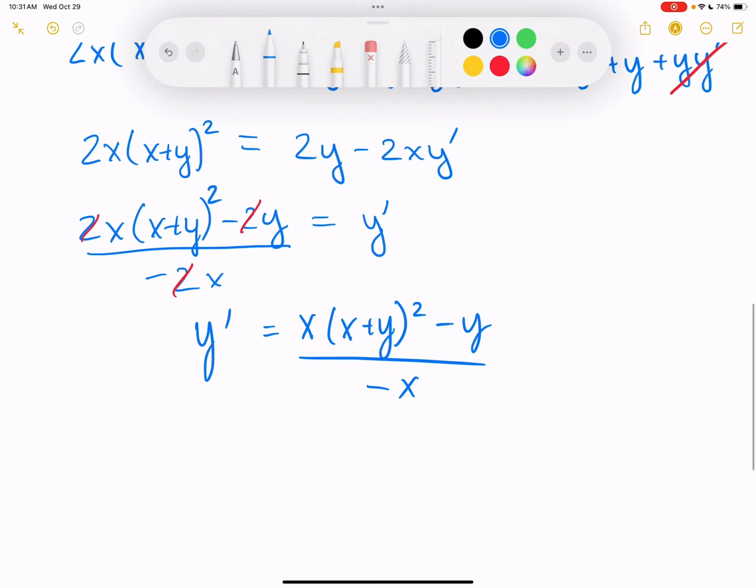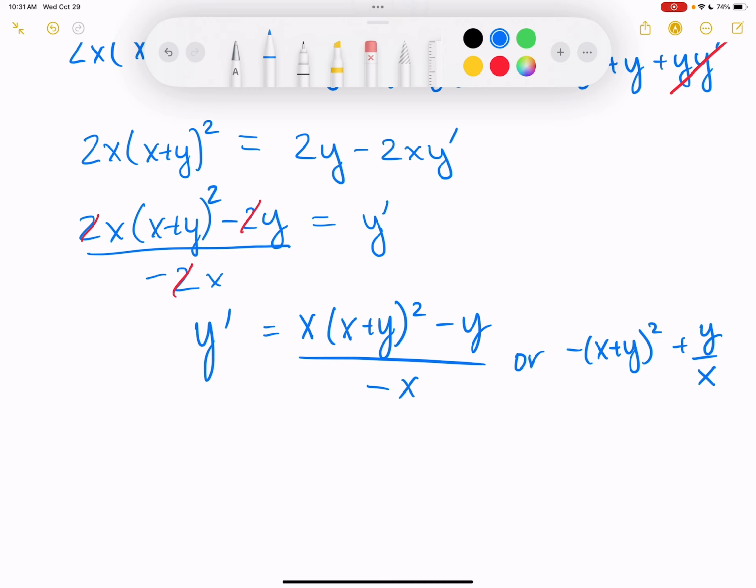Another way I could write this, if I wanted to split this up into pieces with a common denominator, the x's would cancel on the first piece if I split this, so I would end up with negative x plus y squared and then plus y over x. So that would be another way that I could write it.